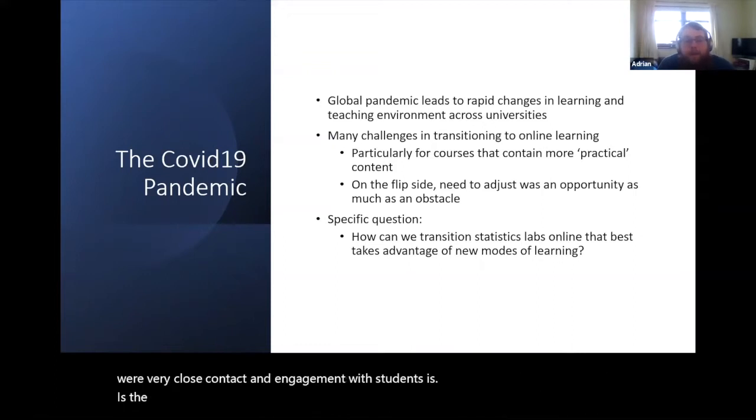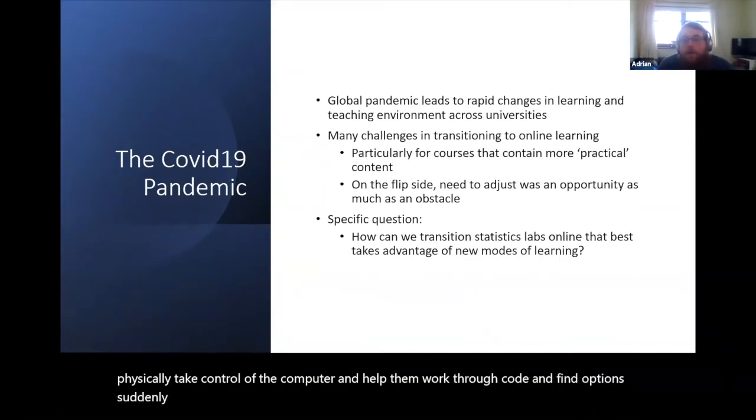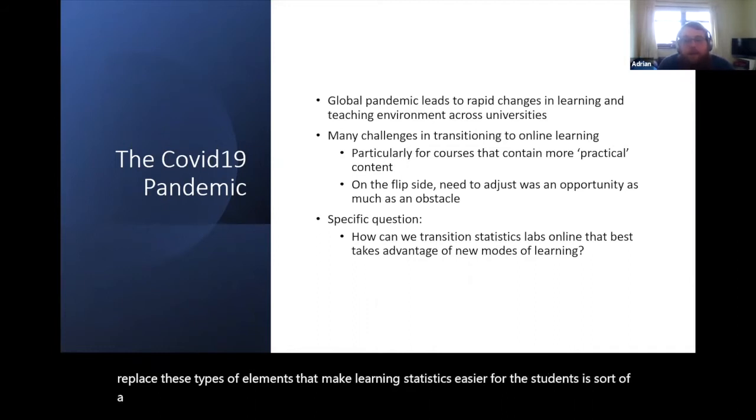So, you know, the benefits of being able to walk up to a student sat at a computer and physically take control of the computer and help them work through code and find options suddenly disappears within this online environment. And thinking through how we can replace these types of elements that make learning statistics easier for the students is a key thing to think very carefully about.